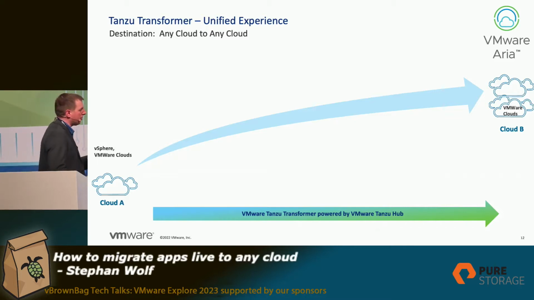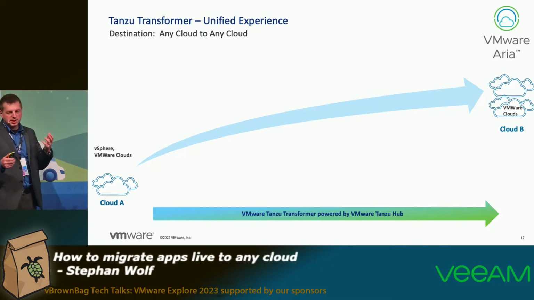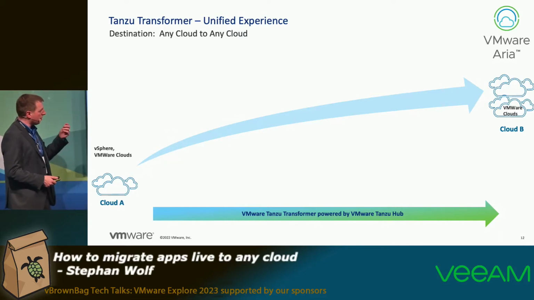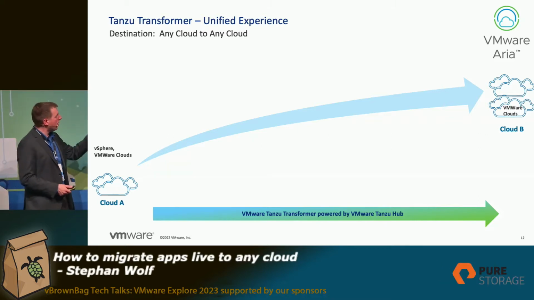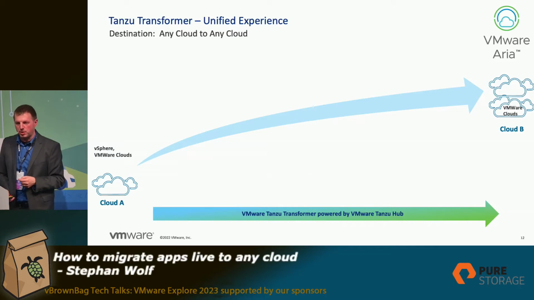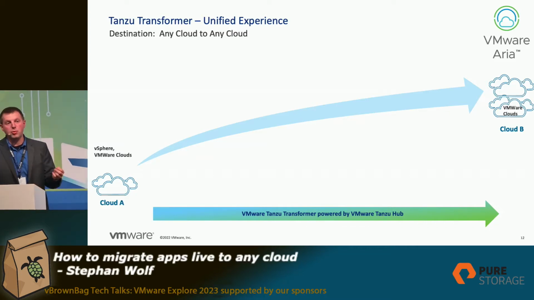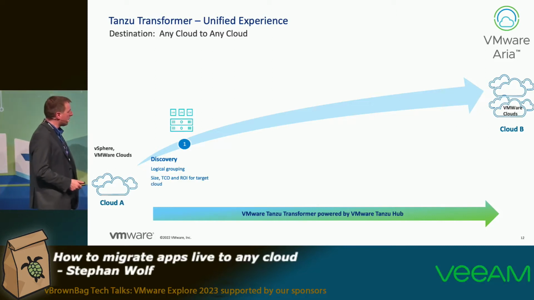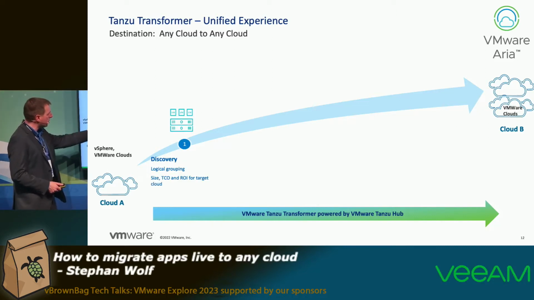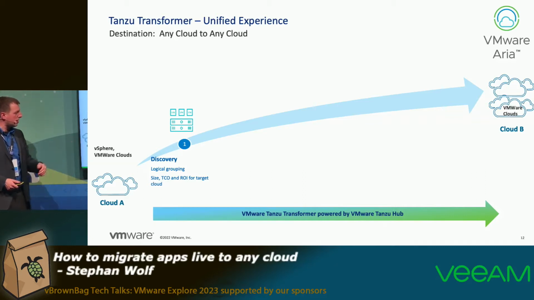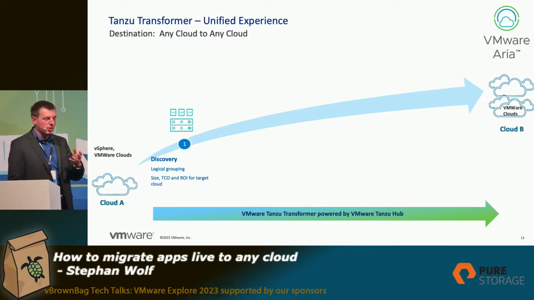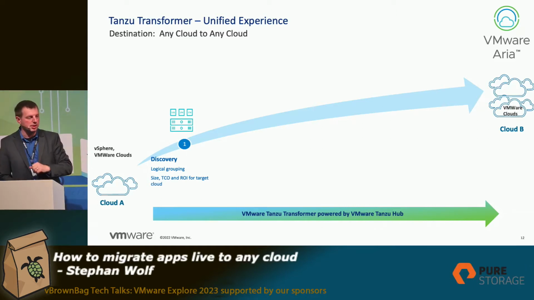And how do we orchestrate all these different tools, the assessment tools, vRealize Automation, vRealize Operations, and also HCX, and also Aria Operations for Networks? We have Tanzu Transformer. Tanzu Transformer was introduced last year as Aria Migration, now rebranded to Tanzu Transformer. And it's just one console, one view, and you can do all the things. You can do discovery, you can do the logical grouping that you saw, you can do TCO, ROI analysis.